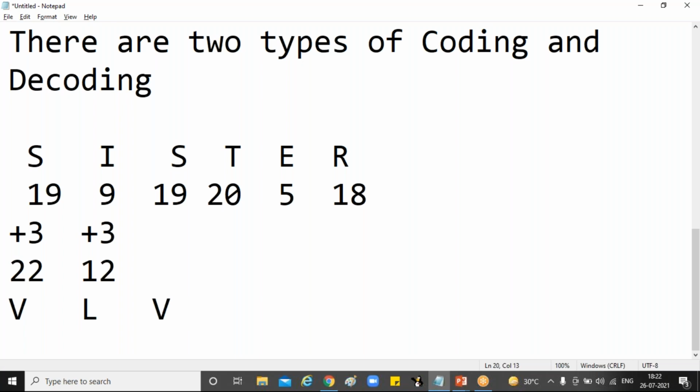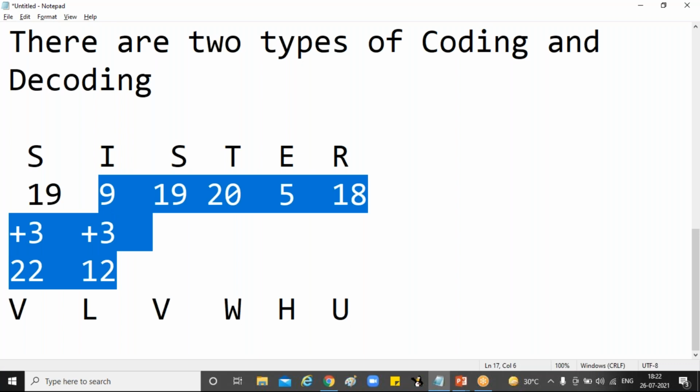So again, 20 plus 3, 23. What is the 23rd letter? W. 5 plus 3. So what is 5 plus 3? 8th letter, H. 18 plus 3, 21. What is the 21st letter? U, sir. Get it, all of you?